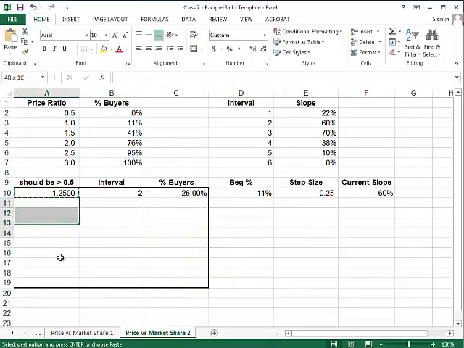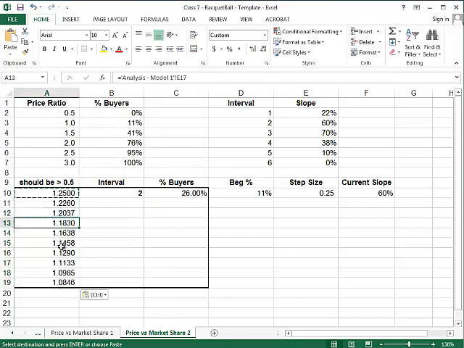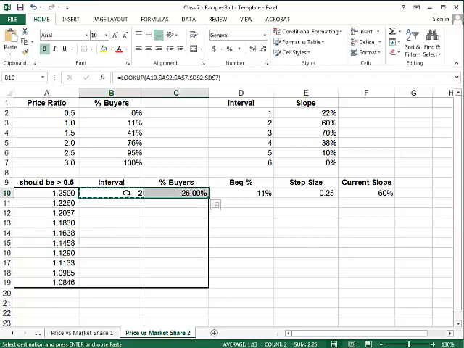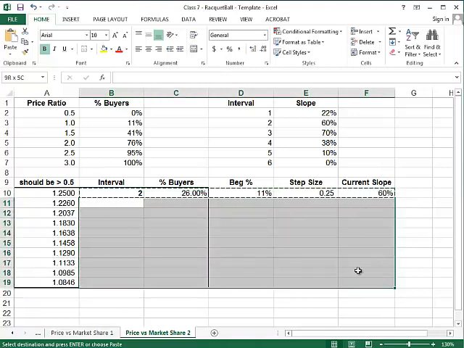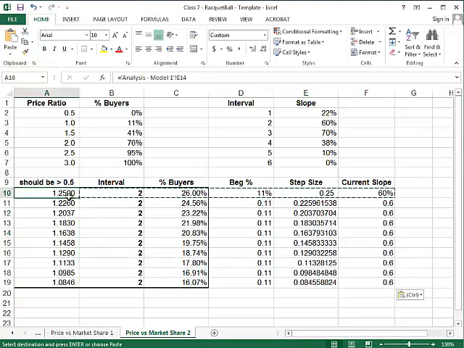Copy this formula, paste formulas here. So as you can see, at each step I have linked this to what I had calculated in the original model. Now I'm going to copy these 5 formulas and then paste them all the way down, formulas only. And as you can see, I'm always in interval 2 in this particular setup, but my market share keeps going down from 26% again to 16%.